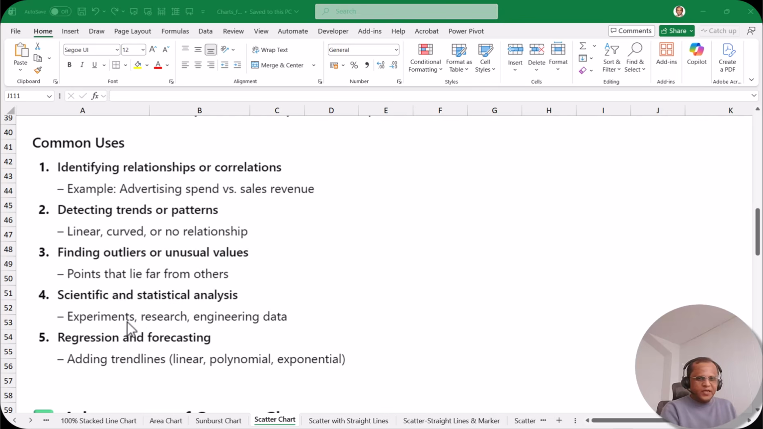So we can do analysis based on experiments and research. We can take any engineering data. We can talk about, let's say, the correlation between temperature and pressure. The fifth use is regression and forecasting. So in the case of a scatter chart, we can also create a trend line, and then we can see whether we are having a positive trend, a negative trend, or no trend.